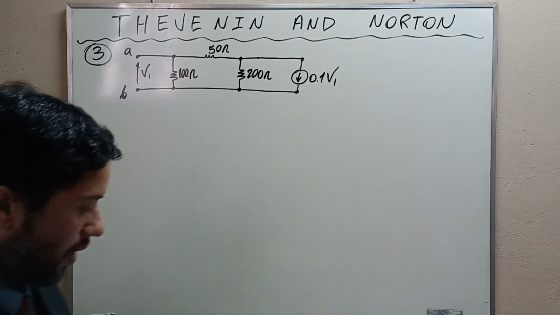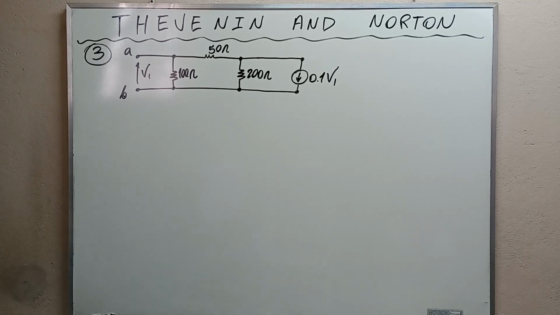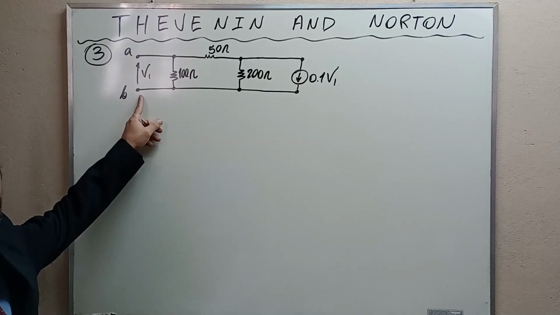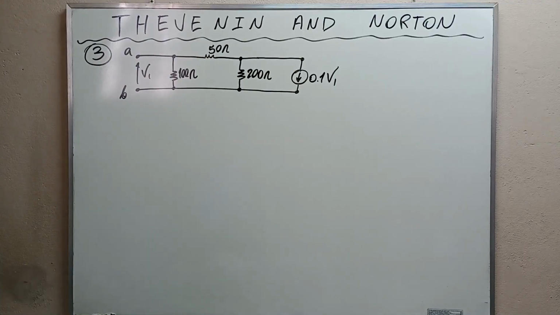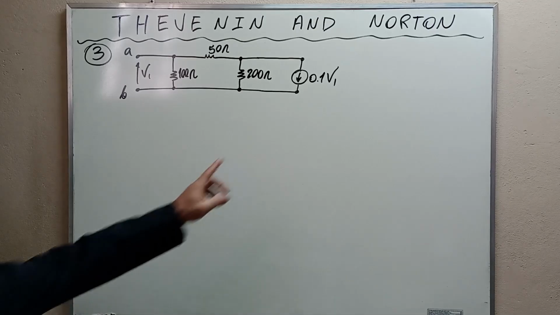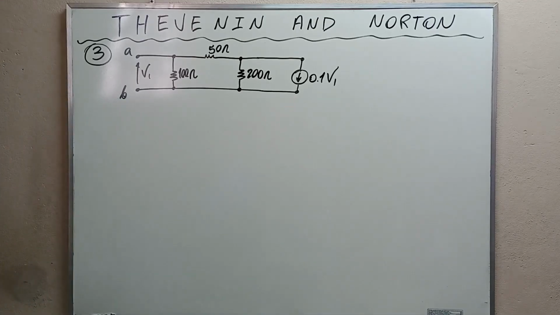Exercise number 3, determine the Thevenin equivalent resistance between terminals A and B. Alright, my friends, this is the exercise. And the exercise wants us to find the equivalent resistance at the terminals A and B. And let's do it. To solve this problem, we will convert the current source into a voltage source and utilize a test voltage source at the terminals A and B.